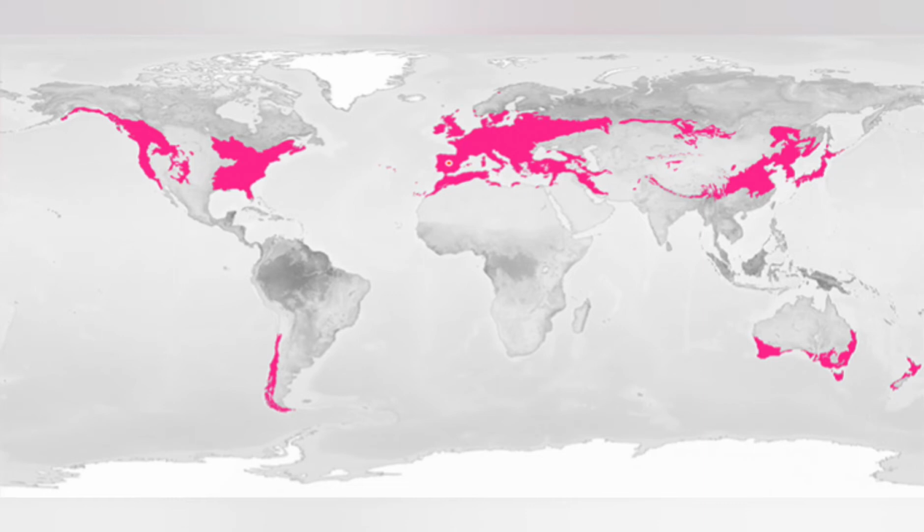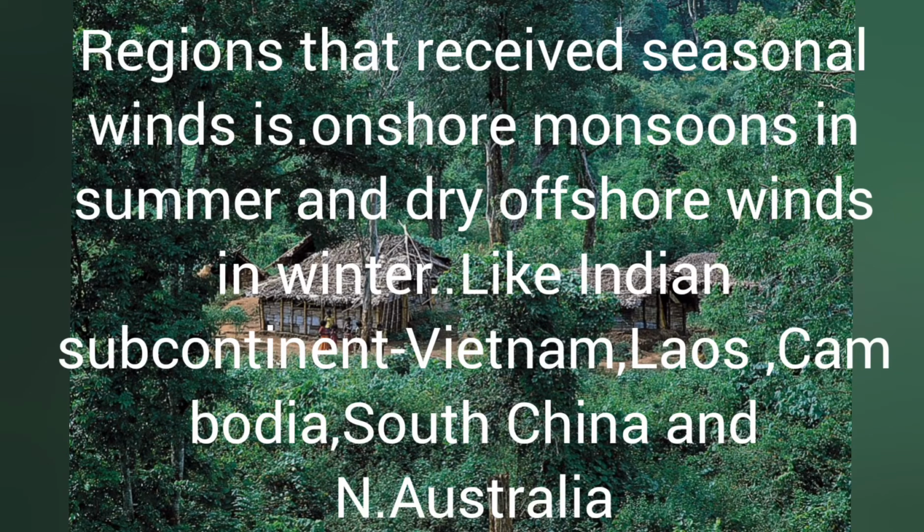It lies around the Indian subcontinent, including countries of Burma, Thailand, Laos, Cambodia, parts of Vietnam, China, and North Australia. Other parts include West Indies of Central America, Madagascar, Guinea Coast, and Brazil of South America. These are the regions of the world that receive seasonal winds, that is, the onshore wet monsoons in summer and the offshore dry monsoons in the winter, and especially in the Indian subcontinent.